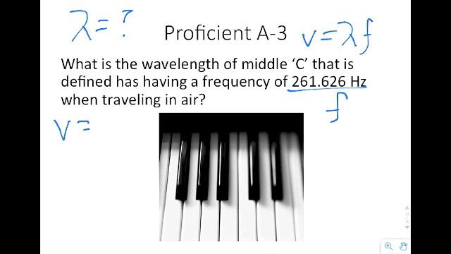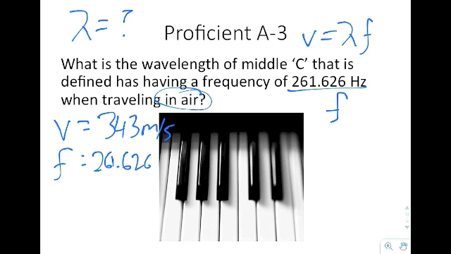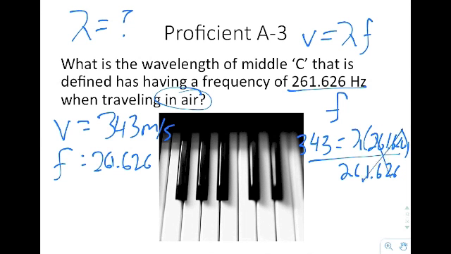When I use this, I need to figure out what the velocity is, and it doesn't state it, but it does say that it's traveling in air. So I know that the velocity is 343 meters per second. I also know that the frequency is 261.626, and I can plug into the equation v equals lambda f. I would get 343 equals lambda times 261.626. You would divide both sides by 261.626, and when you do that, you would end up with a wavelength of approximately 1.3 meters.